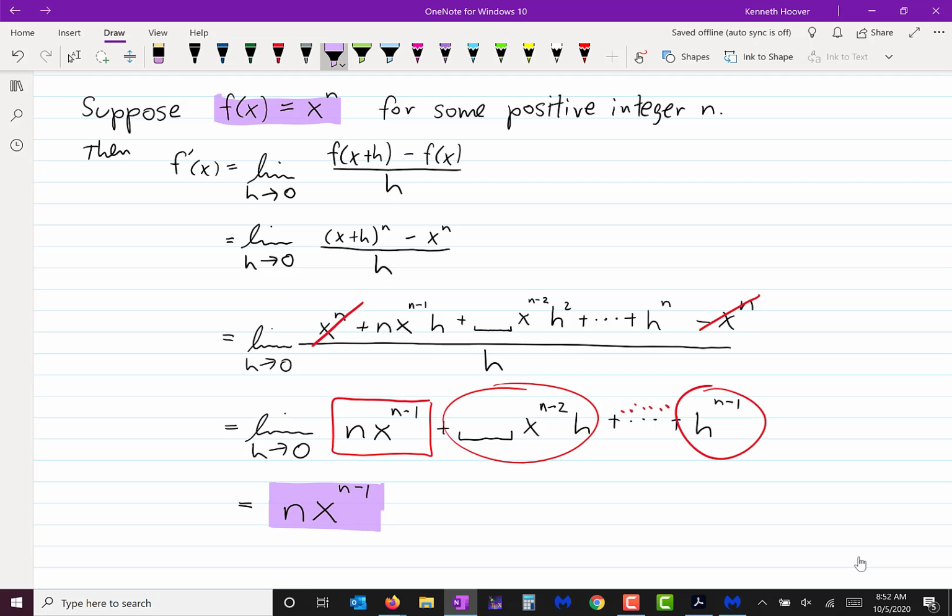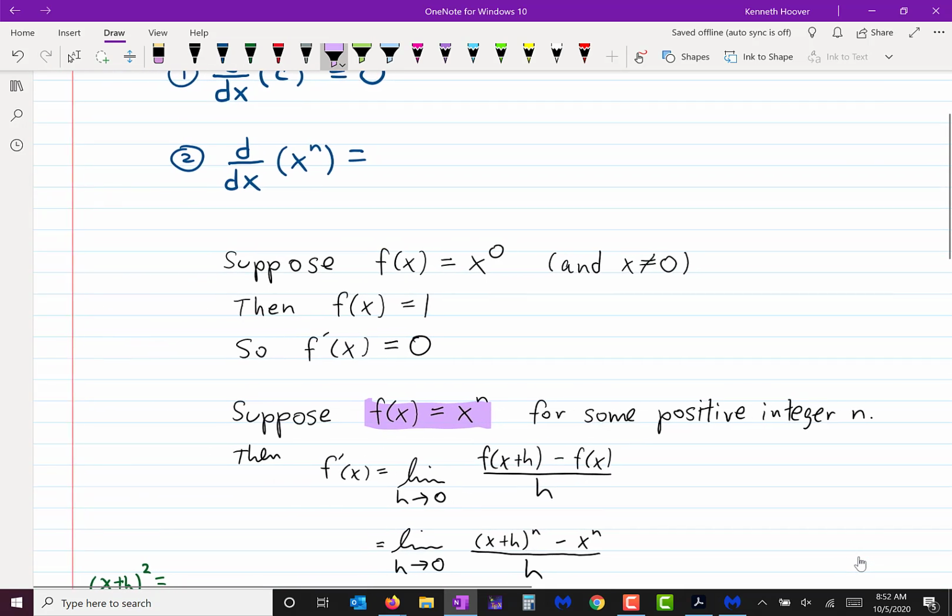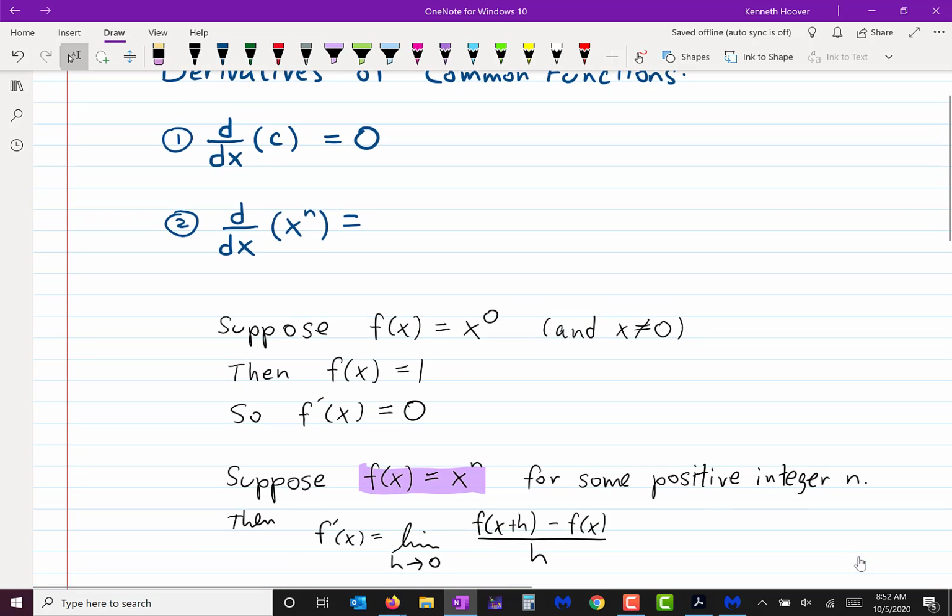Okay, so let's go up and write that down there for number 2. The derivative of x to the n equals n times x to the power n minus 1. So here's a way that I often remember it. You take the exponent and you put it down in front, and then you subtract 1 from the exponent.